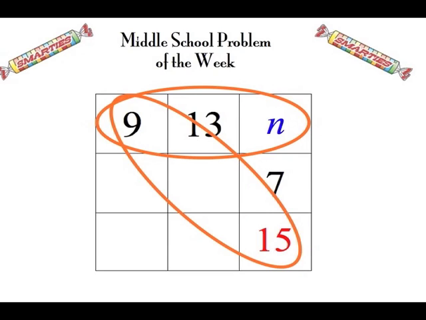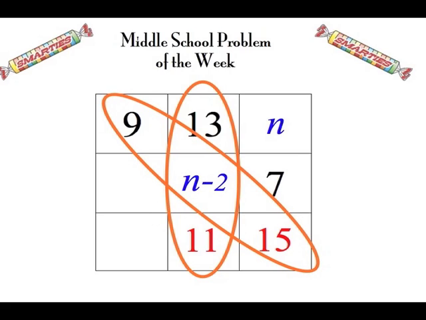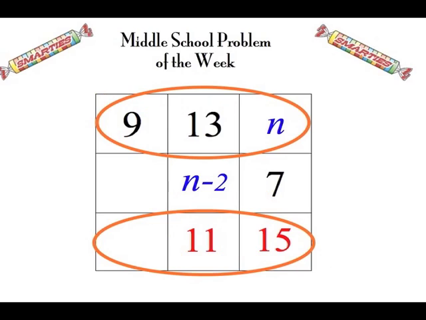And then we look at this diagonal and we realize that since 9 and 15 is 24, and 9 and 13 is 2 less, 22, the square in the middle must be 2 less than the square in the top right. Now we look at the center column and the same diagonal, and 9 and 15 is 24. Since they share the middle box, 13 plus a number must be 24, and that number is 11.